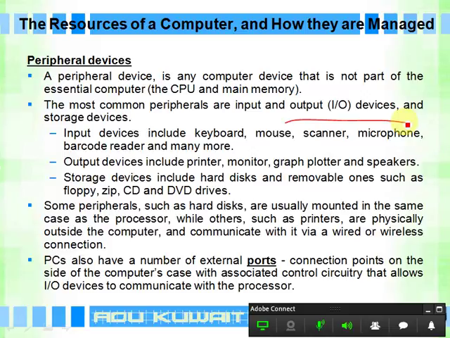Some of the peripheral devices, such as the hard disk, are usually mounted along with the processor in the same case. You have seen that. Some of them are kept outside the case, like the monitor and keyboard, but they have a connection. Nowadays you have wireless connections also. A PC also has a number of external ports, which are connection points for outside devices, such as the USB port and the VGA port, to connect the external devices.